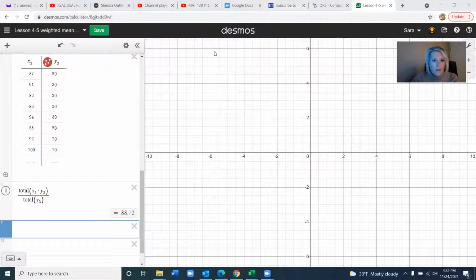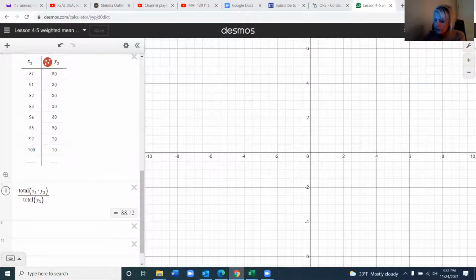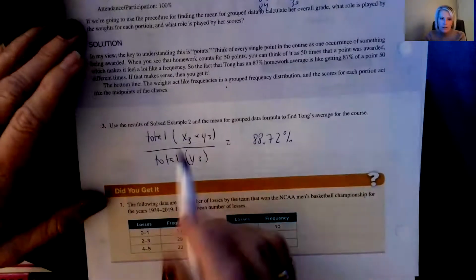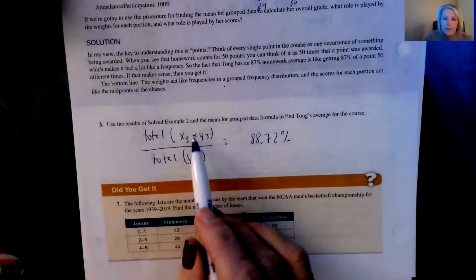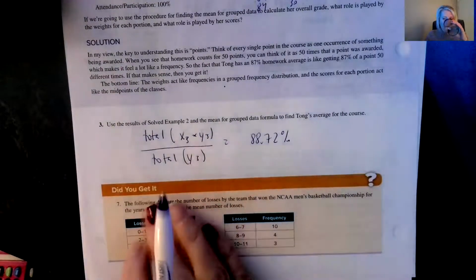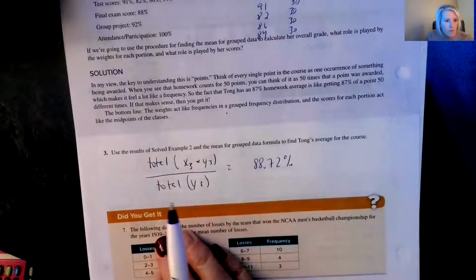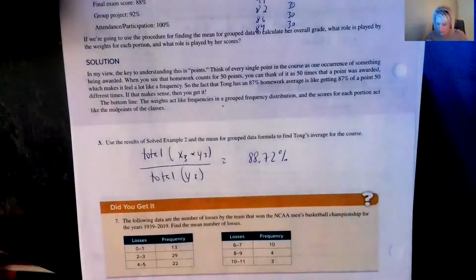Save this. And go back to my paper so you can see what I wrote down to share with everyone. So this is how we would type it in Desmos. Remember, you're going to be using your columns. And that is her score.